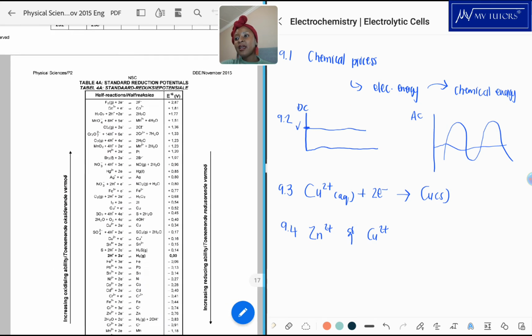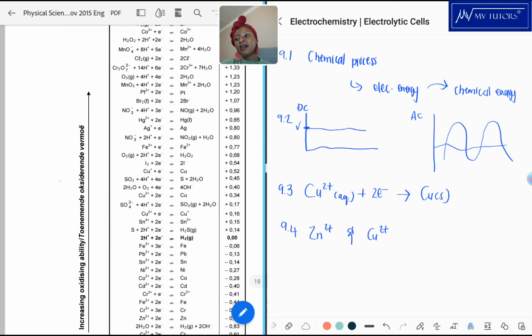Why? Remember, on the left-hand side you have increasing oxidizing ability. That's like saying the oxidizing agent increases as you go up. The oxidizing agent is a substance. What is the process? The process is reduction. So as you go up, you want to know which one will be most likely reduced first. Will it be zinc or will it be copper? If we have zinc and copper, the one that is above the other will be the winner.